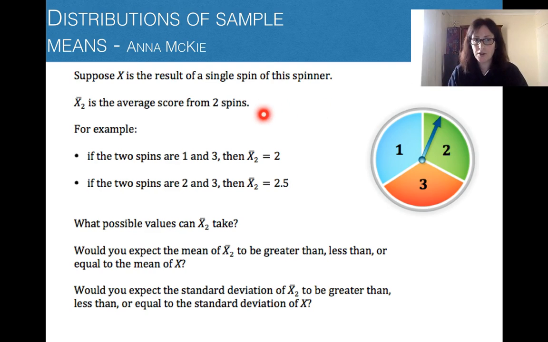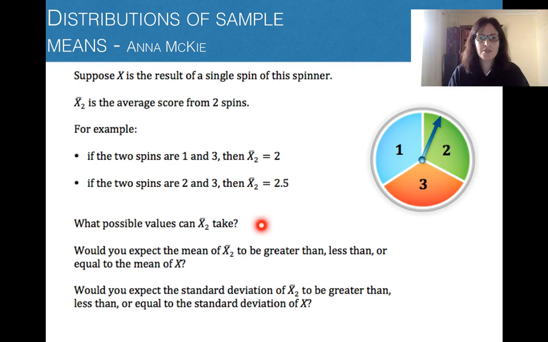Now X bar 2, subscript 2 there, is the average score from 2 spins. So for example, if the 2 spins are 1 and 3, what would the average of those two be? You add them together and divide by how many there were, so you get 2. So X bar 2 would be 2. If the 2 spins are 2 and 3, what's the average of those two? Add them together, divide by how many there is, you would get X bar 2 is 2.5.